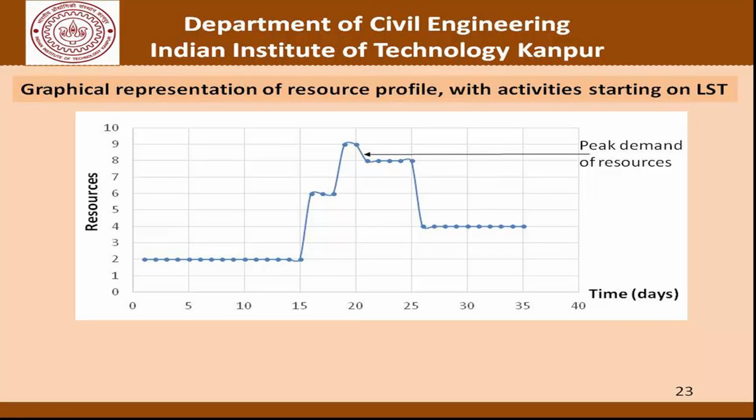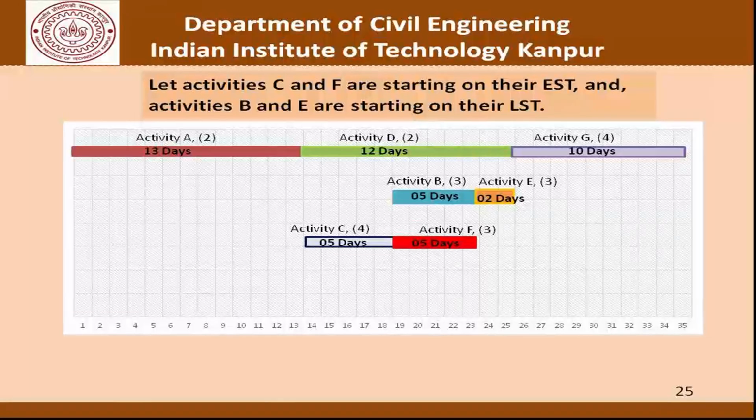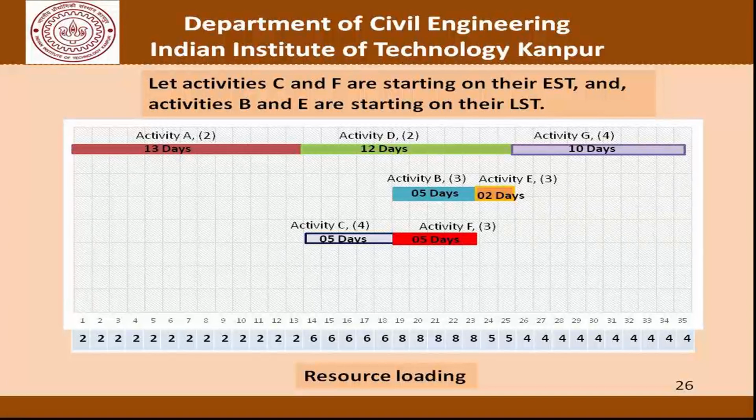Now let's do yet another iteration with the same example. Let's try to see if we can remove the peaks further and reschedule our non-critical activities. But what we must remember is that we must remain within the floats of these activities. Now with this thought in mind that we will use the floats and try to reschedule the activities, let's do this iteration. In this one, what we are saying is that activities C and F, which is here, are starting at their earliest starting times, which is somewhere here, and B and E are starting at their latest starting times.